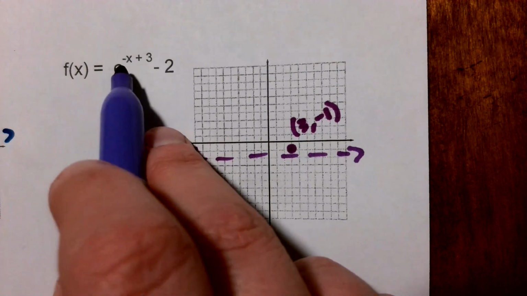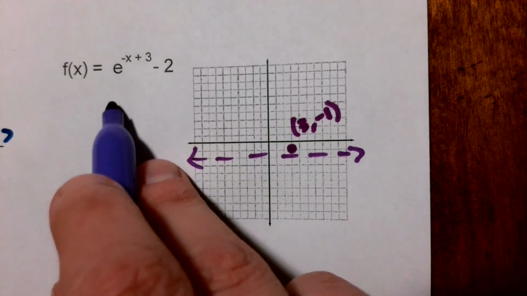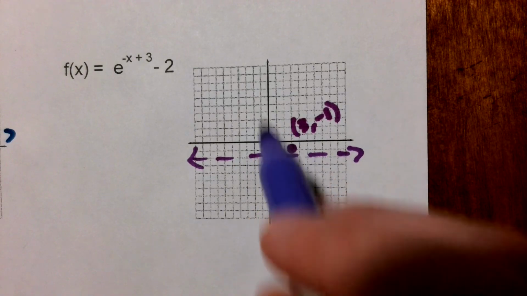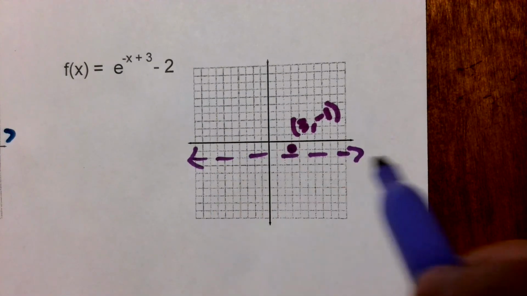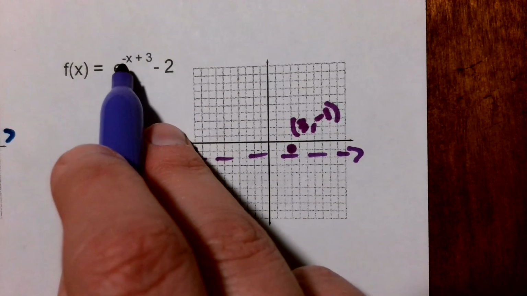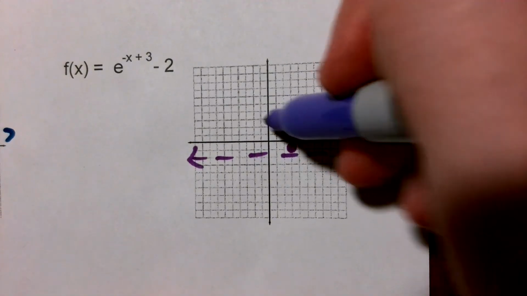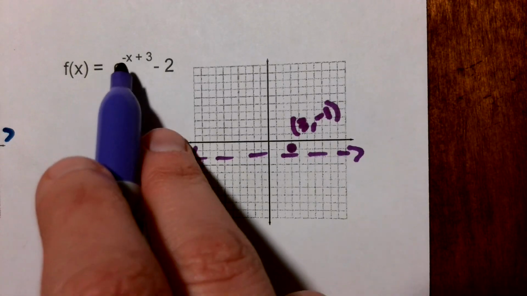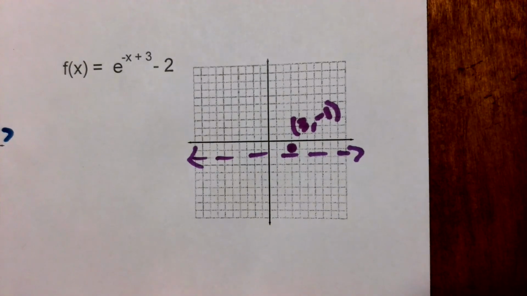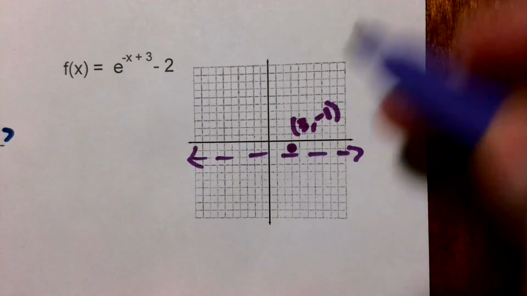And then because of that negative in the exponent, it will end up looking like decay. Initially this is going to tell us growth, but because I have that negative in the exponent, it's reflected over the y-axis, and so it will end up looking like decay. If we're not sure, we can always plug something in and see. If I plug in 0, I would have e to the 3rd, which is a large number, minus 2. Whereas if I plug in 4, I would have e to the negative 1st, which is 1 over e, a small number, minus 2. So it would end up being closer to that horizontal asymptote at negative 2.